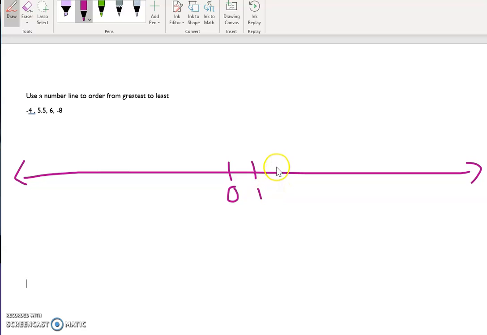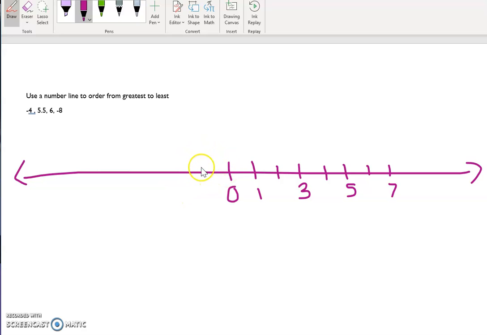Okay, starting with our positive numbers. I'm not going to label each so that there's less written on the screen. So that would be 4, 5, 6, 7. And I can stop there because I know my biggest positive number is 6. Then I'm going to fill in my negative numbers.